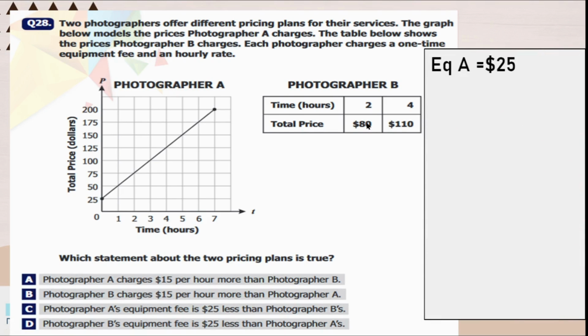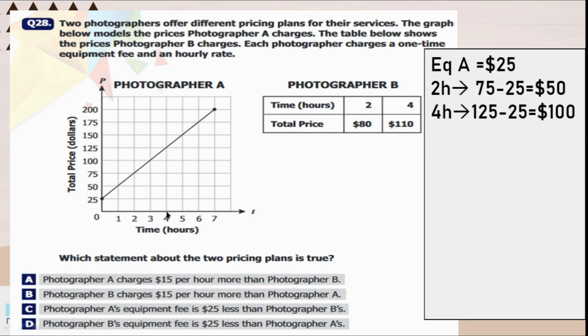As the information of second and fourth hour is given in the chart, so we will consider the same in the graph as well. At second hour, the price is $75. So we will subtract the equipment fee out of it. The answer is $50. So this is the cost for 2 hours. 50 divided by 2 is equal to 25. So let's verify it. The cost for 4 hours is equal to $125. After subtracting equipment fee, the cost is $100 for 4 hours. So 100 divided by 4 is also 25. So yes, we can say that photographer A is charging $25 per hour.